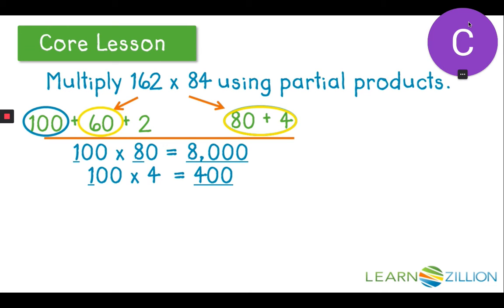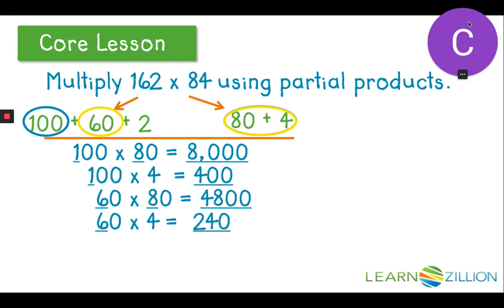We'll move on to the 60 and multiply 60 by each digit. 60 times 80 becomes 4,800. I know that 6 times 8 is 48, but I need to make that number 100 times bigger because I'm multiplying tens by tens. So 60 times 80 is 4,800. Now we'll multiply the 60 times the 4. 60 times 4 is 240. 6 times 4 is 24, but 10 times bigger, the number becomes 240.